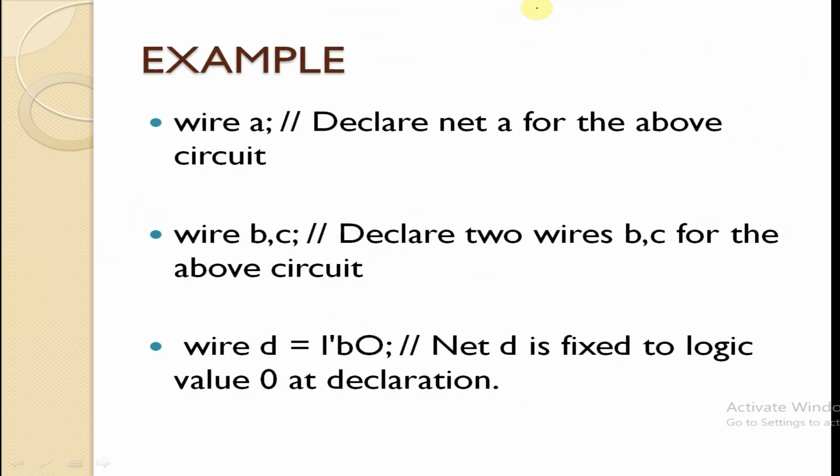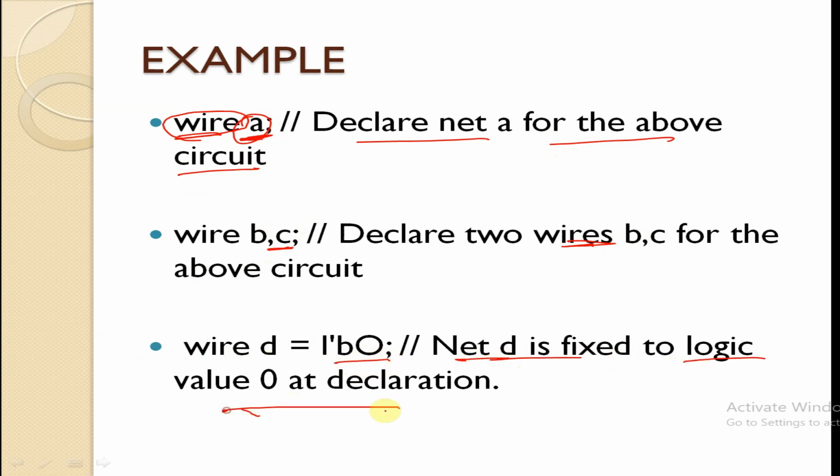So this is all about the net data type. Here we can see the example. Here A is declared as a net data type since the wire keyword is used. So A is a net data type. Declare nets for the above circuit: wire A, and wire B, C. B and C are two wires, and wire D is equal to 0. Net D is fixed to logic value 0 at declaration.